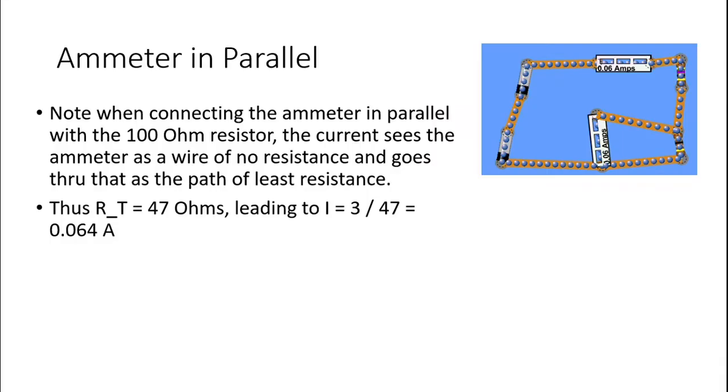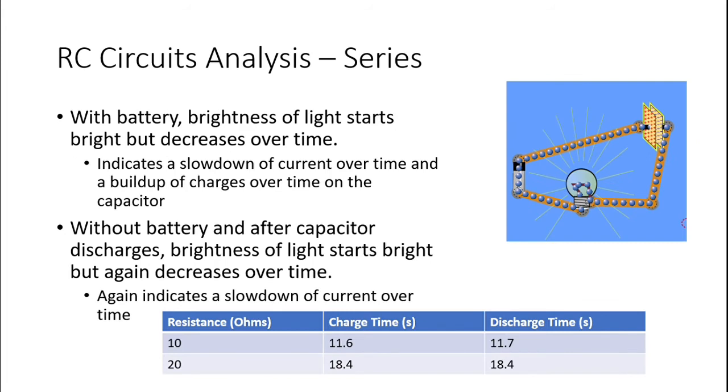If we put our ammeter in parallel with the 100 ohm resistor, we will redirect all the current from that resistor into the ammeter with no resistance, because the ammeter will become the path of least resistance, which will decrease our total resistance and increase our current to 0.064 amps. Now we will look at RC circuits in series.